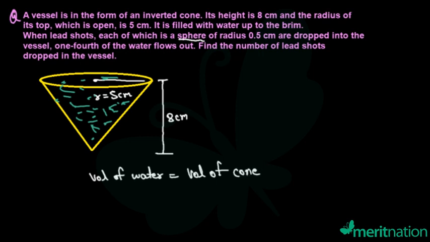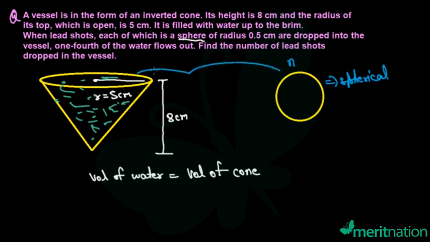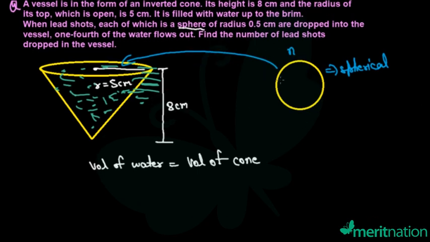Now when lead shots are dropped inside this vessel, these are the lead shots. Let's say we have n number of lead shots. These lead shots are spherical in shape. When these n lead shots are dropped inside this vessel, 25% of the water flows out of the vessel. So the volume of water flowing out of the vessel would be equal to the volume of these n spherical lead shots.